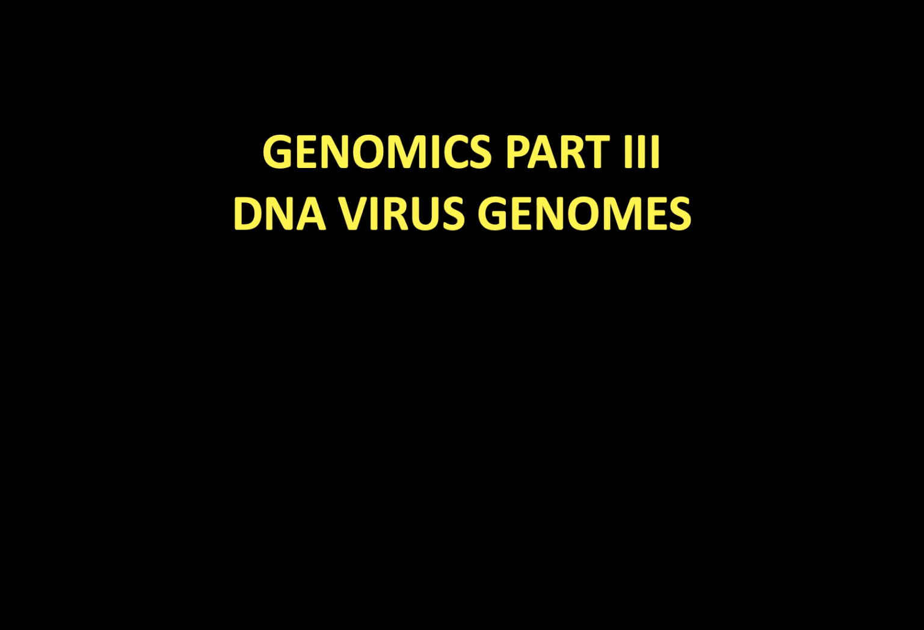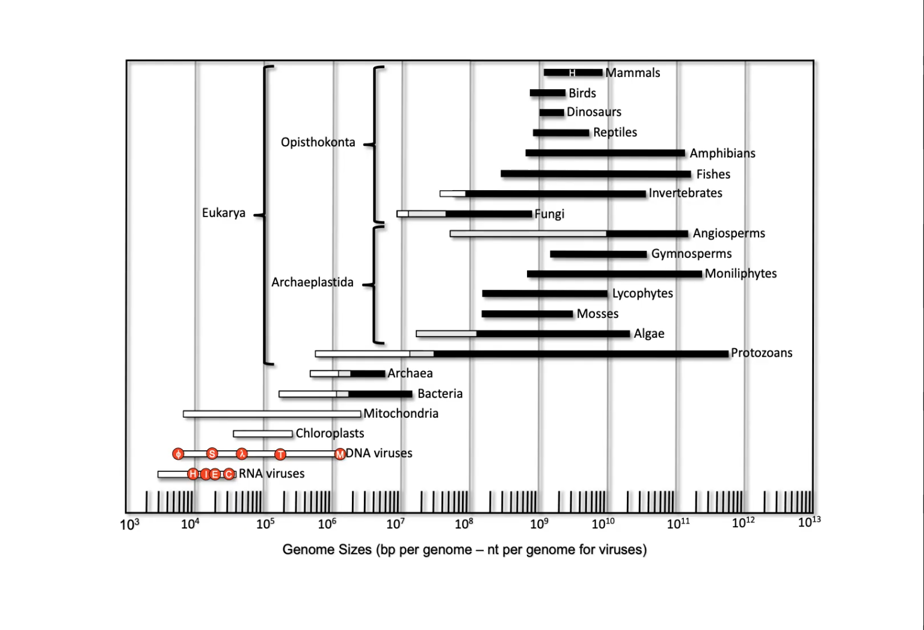Hi there. This is part 3 of the genomics section of the course, and I'll be talking about DNA virus genomes today, which are on average larger than RNA viruses. Some are pathogenic, but most are not. Here's the graph for DNA viruses, and RNA viruses below that. In general, DNA viruses can reach a larger length than RNA viruses, primarily because of the differences in mutation rates.